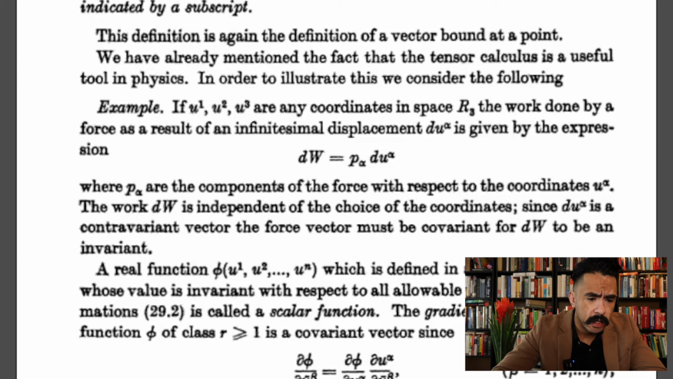We have already mentioned the fact that the tensor calculus is a useful tool in physics. In order to illustrate this, we consider the following. Example: if u1, u2, and u3 are any coordinates in space R3, the work done by a force as a result of an infinitesimal displacement du alpha is given by the expression d capital W equals p sub alpha du alpha, where p sub alpha are the components of the force with respect to the coordinates u alpha. The work d capital W is independent of the choice of the coordinates.